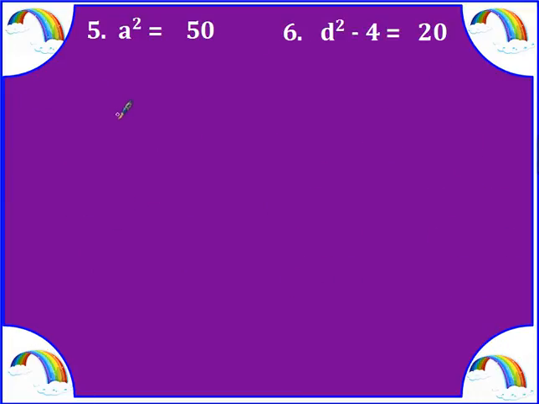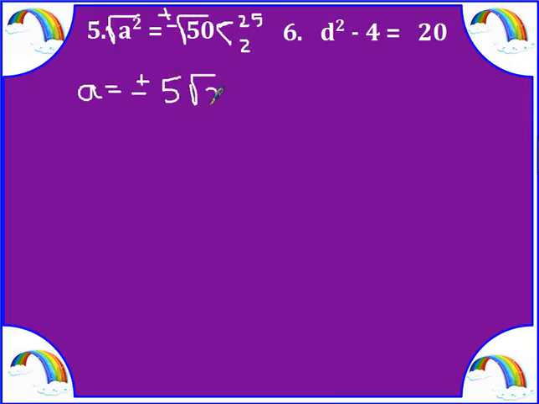Okay, these examples are going to include numbers that do not have a perfect square on the right-hand side. So same process, take the square root of both sides, positive and negative. Here we are going to have to simplify the square root of 50. It breaks down into 25 times 2. So that's going to be positive or negative 5 root 2.